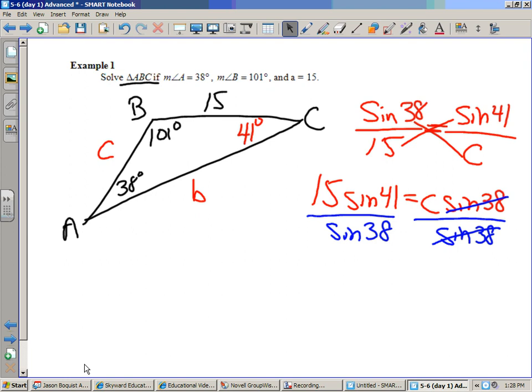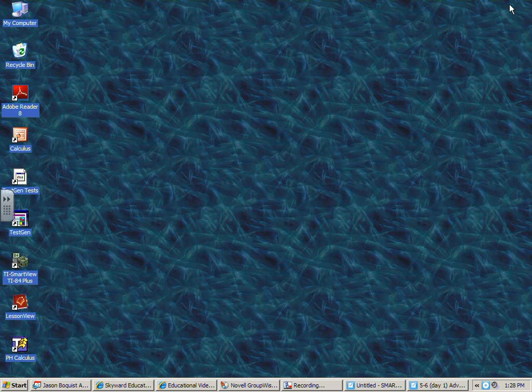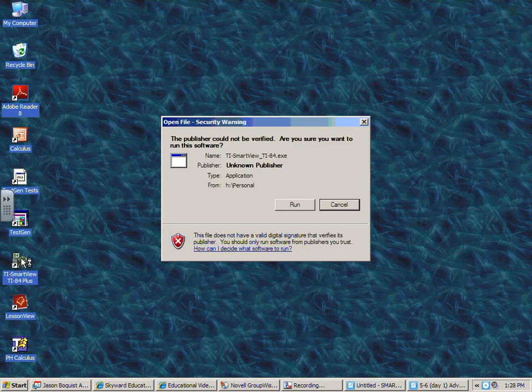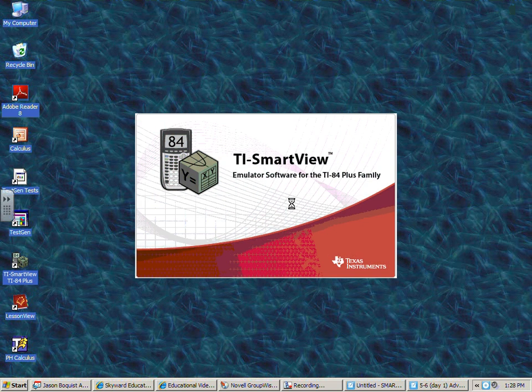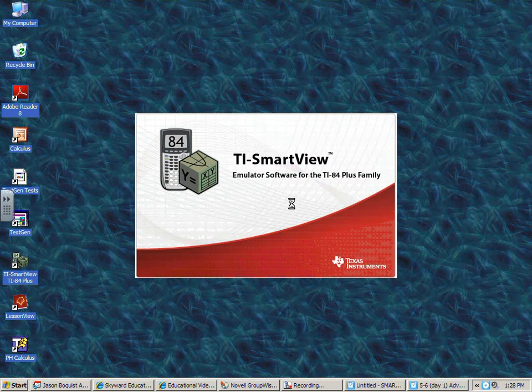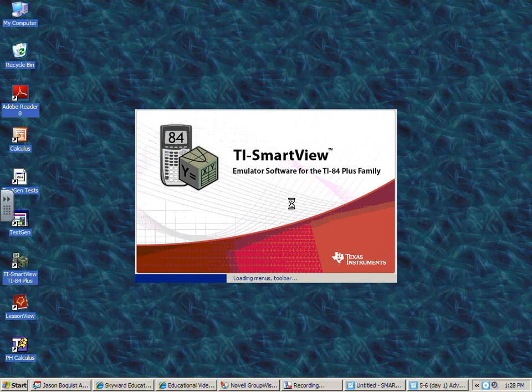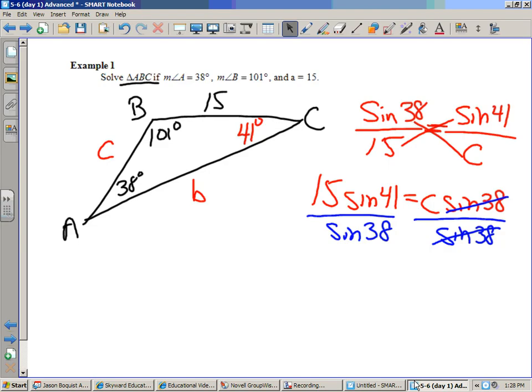I don't have my calculator up yet. I'll fix that. Yeah, degree mode's probably best. Why don't you go ahead and work on getting side C. Are we expecting it to be more than 15 or less? A little more. Why a little more? Exactly, it's 38 degrees, has 15 across, this is 41, so it is going to be a little bit bigger. Let's go nearest 10th, it's fine.